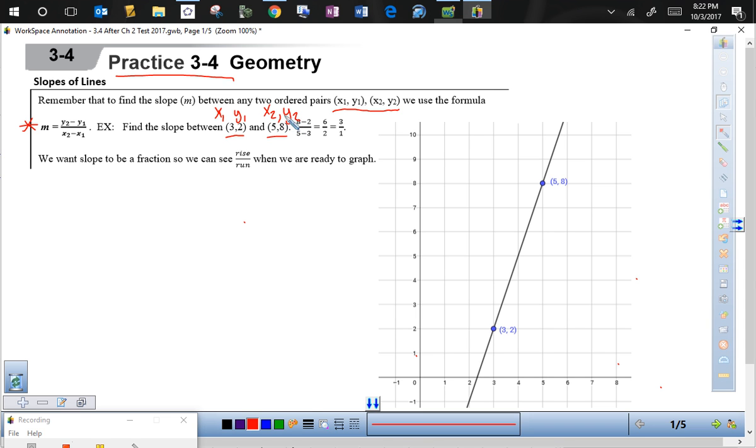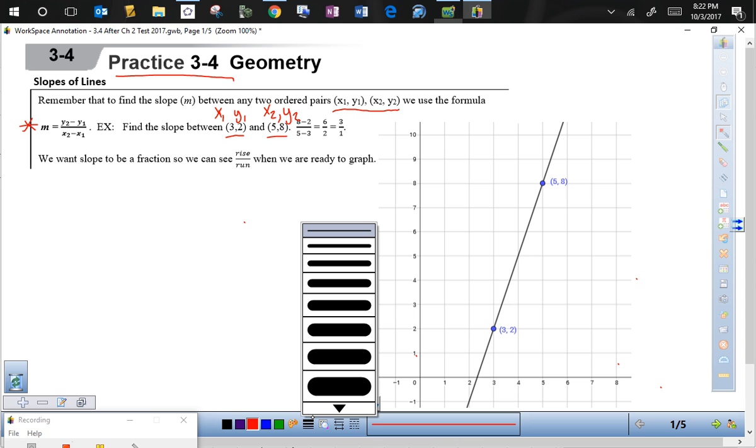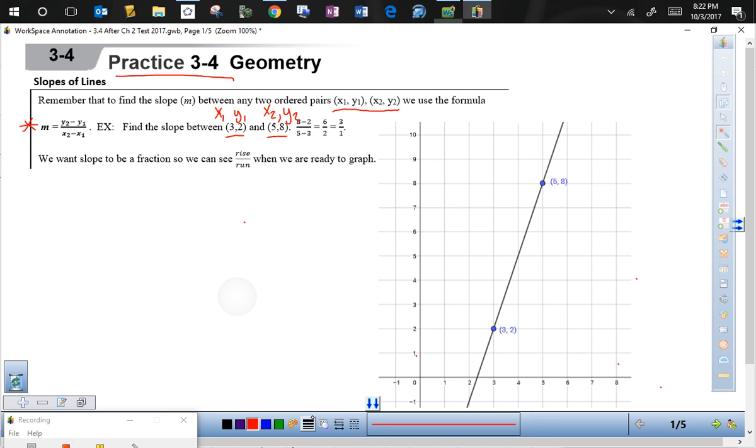If we want to fill out this formula here, the y's are going to go on top. y2 minus y1, so that looks like 8 minus 2 for us. See this over here. And then on the bottom we've got x2 minus x1. For us that means 5 minus 3.